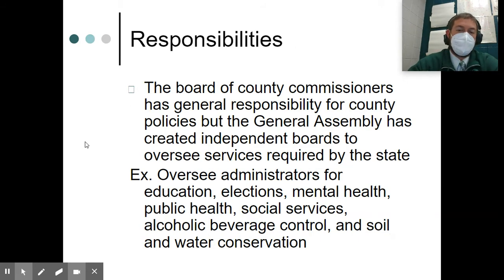Some responsibilities. The Board of County Commissioners has general responsibility for county policies, but the General Assembly has created independent boards to oversee services required by the state. For example, they oversee administrators for education, elections, mental health, public health, social services, alcoholic beverage control, and soil and water conservation.